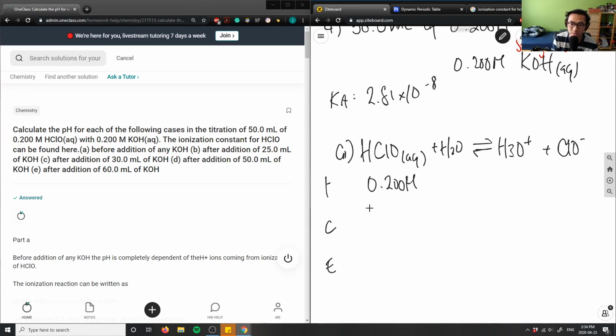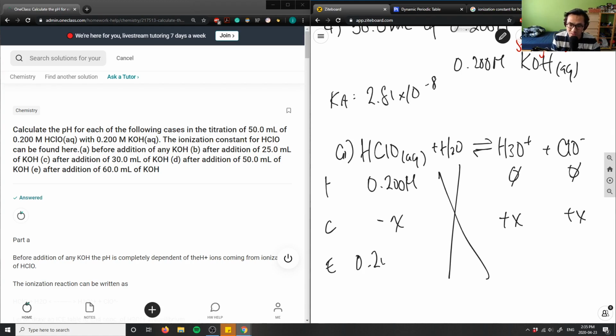So initially I have 0.200 molar. The water in this case does not play a part, so I can throw an X in there. Initially I have 0 acid and 0 conjugate base. I'm going to subtract some sort of X because I don't know how much acid I'm producing. I'm going to get some acid and some base, and therefore at equilibrium I'm going to have 0.20 minus X, and this will simply be positive X and positive X here.